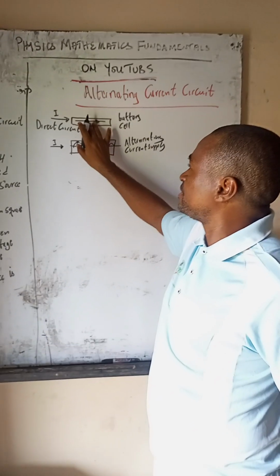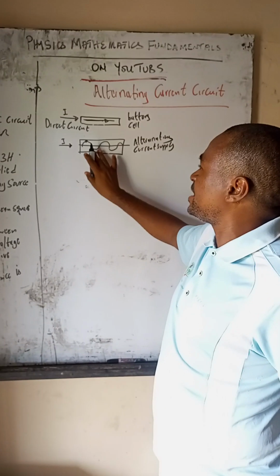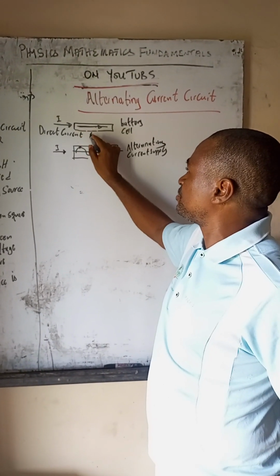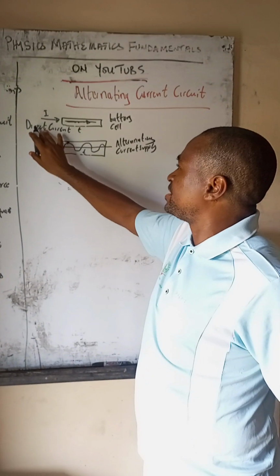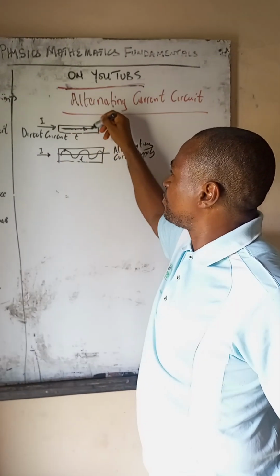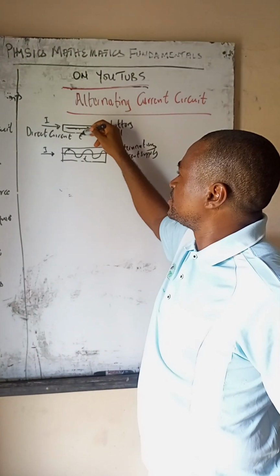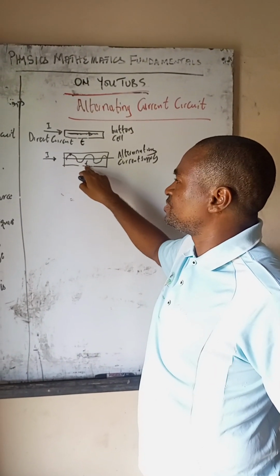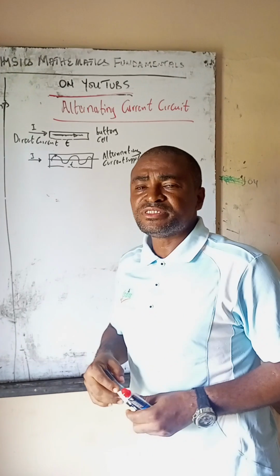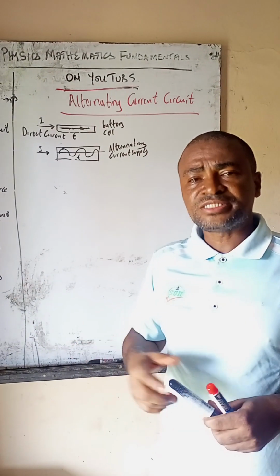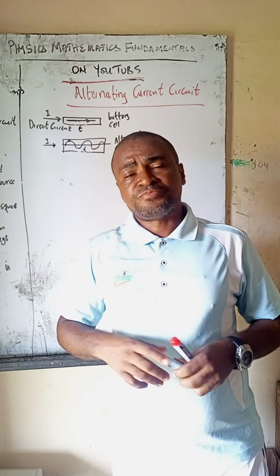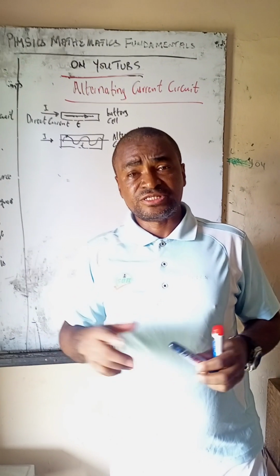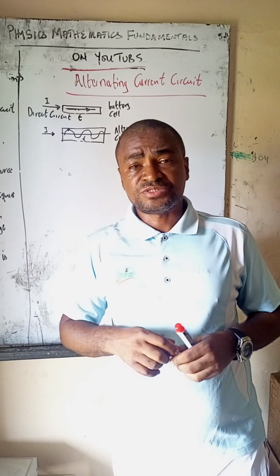So, for direct current, the duration of the current flow is constant with time. For alternating current, the duration of the current flow changes with time. Now, we can receive alternating current supply from power stations, and we can also receive it from electrical generators that we use at home.